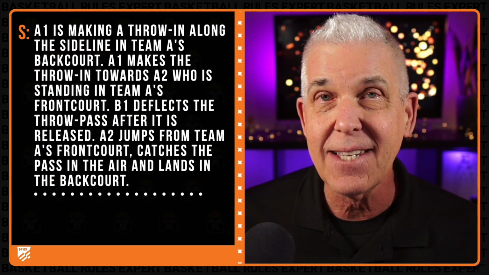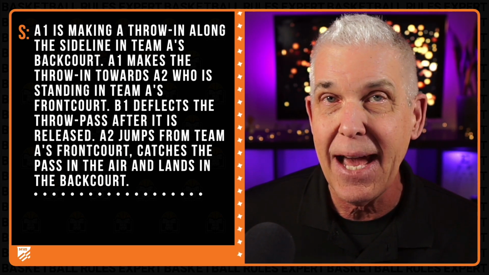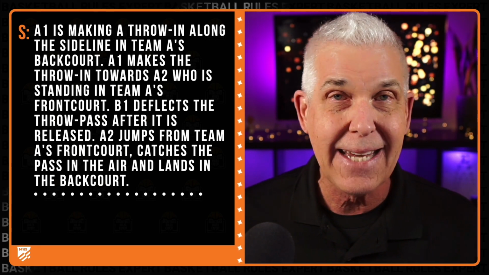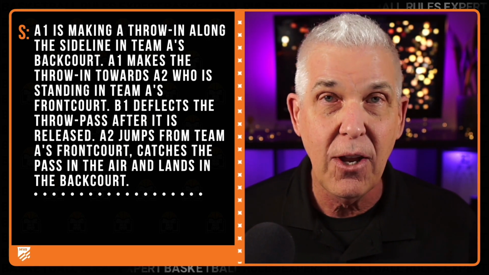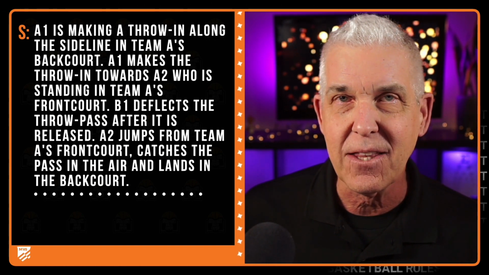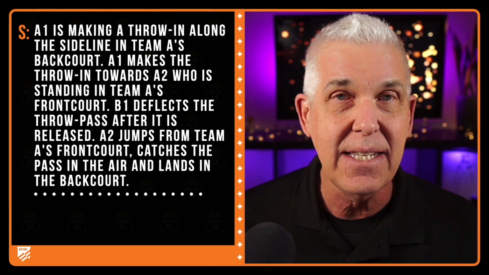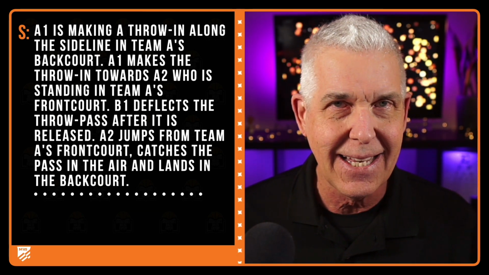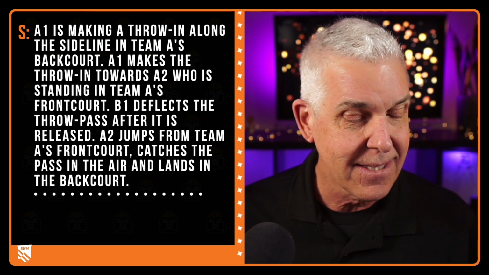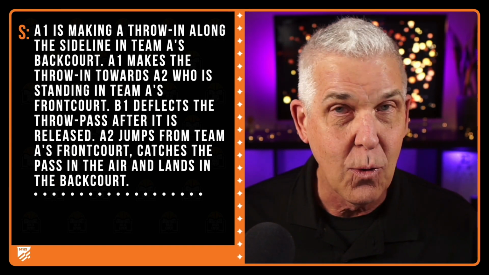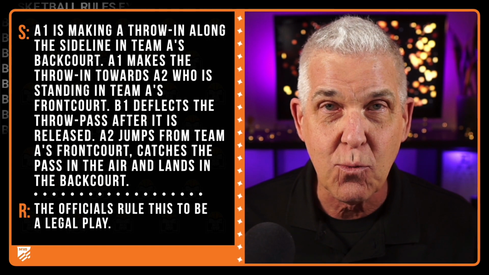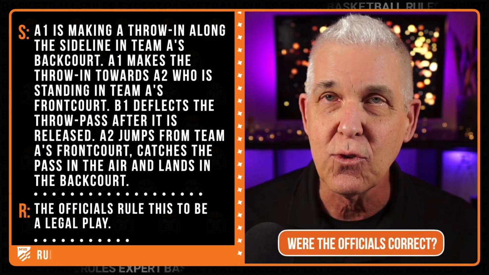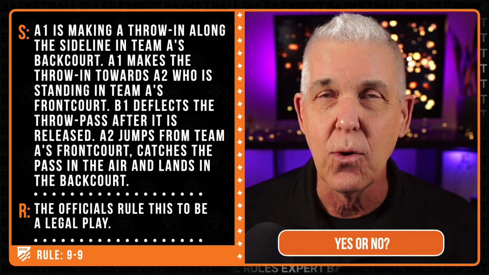A1 is making a throw-in along the sideline in Team A's backcourt. A1 makes the throw-in towards A2, who is standing in Team A's front court. B1 deflects the throw-in pass after it is released. A2 jumps from Team A's front court, catches the pass in the air, and lands in the back court. The officials rule this to be a legal play. Were the officials correct? Yes or no?